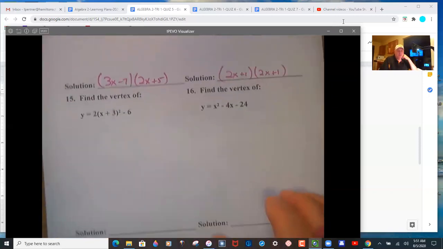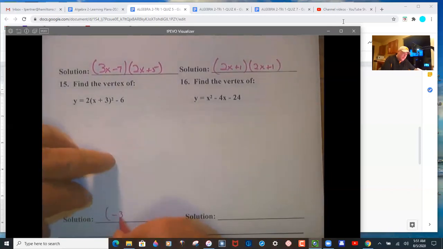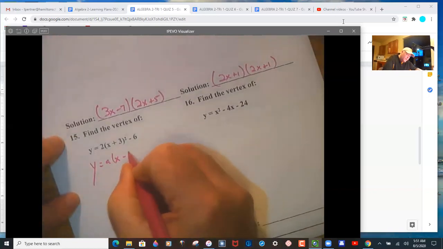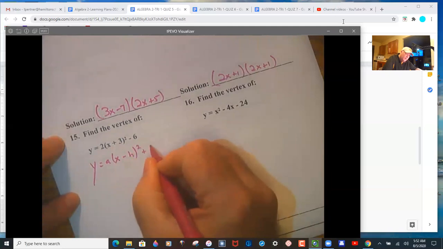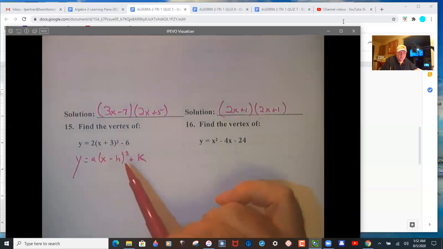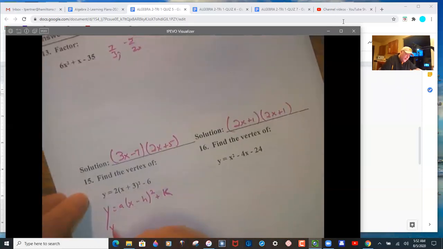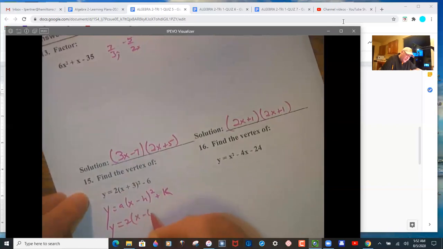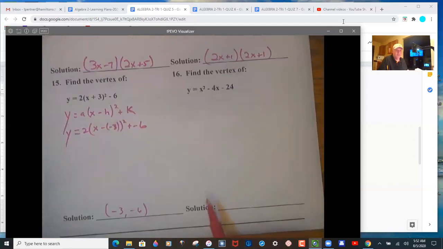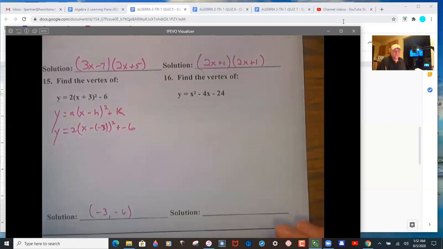Find the vertex of. Okay, so this one's pretty easy. You just look at, remember it's like this, a times x minus h squared plus k. So you have to fit it to this. So h is negative 3 and k is negative 6. When you write it to fit that, it's 2 times x minus negative 3 squared plus negative 6. So you have to write it to fit that, and that makes h the opposite of what you're looking at.